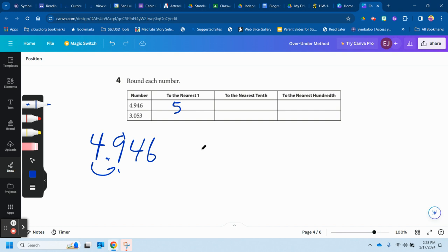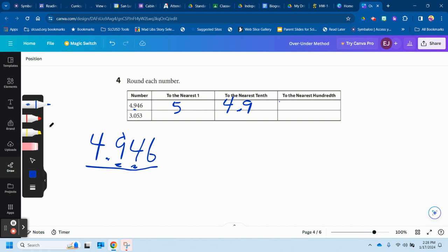Okay. Nearest 10th. So the 10th place is here. This is the 10th place. Look, 4 or less, no change is best. So I would write 4.9. And then the deal is you don't write zeros at the right of it, a lot of people did. You don't do that. They're just wanting to simplify the number. So 4.946 becomes 4.9 when rounded to the nearest 10th.